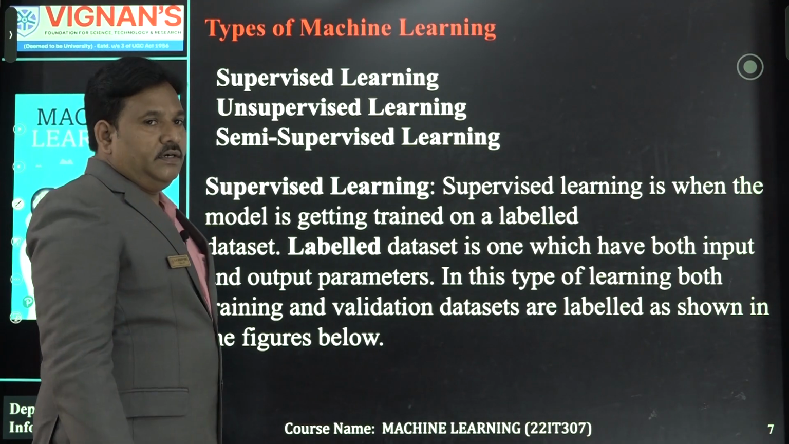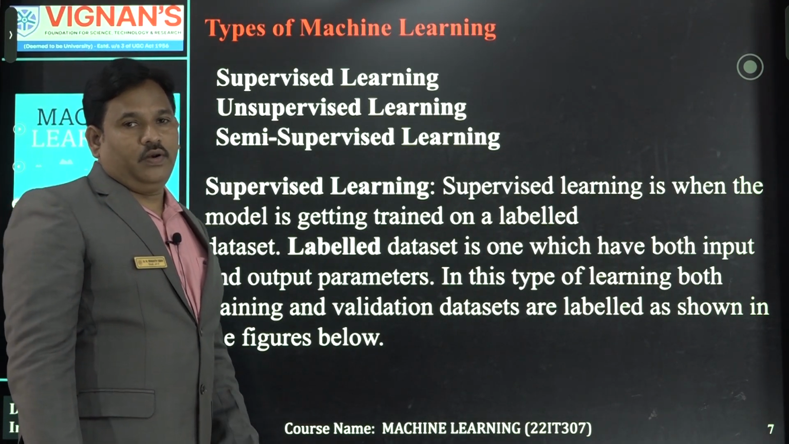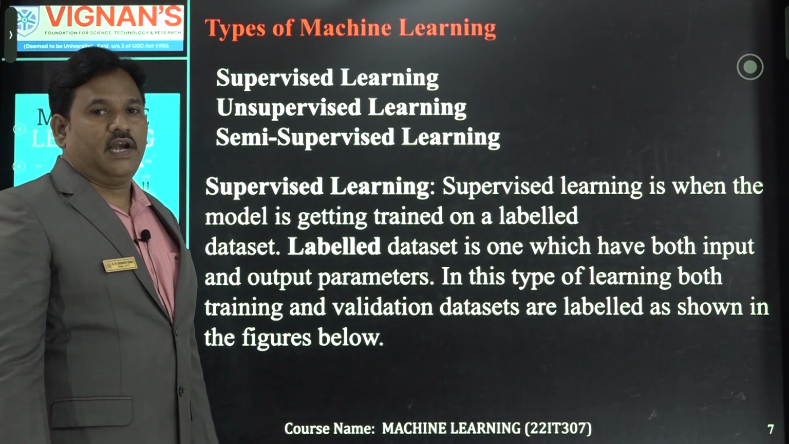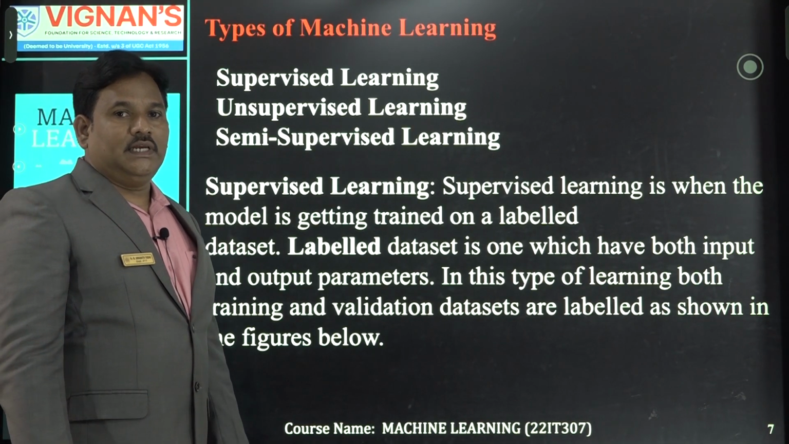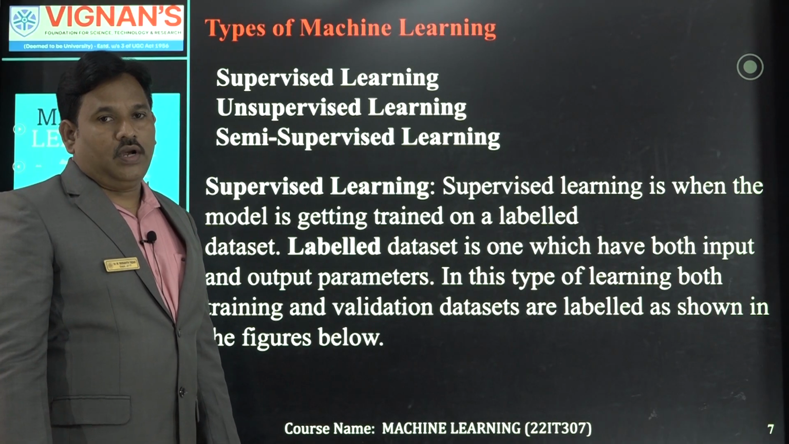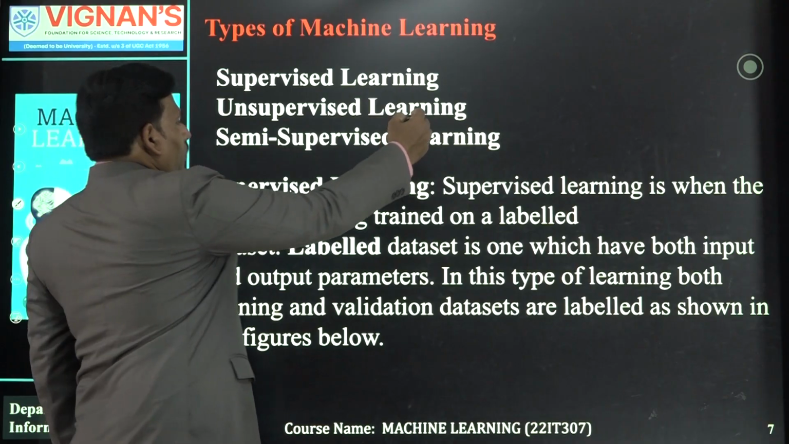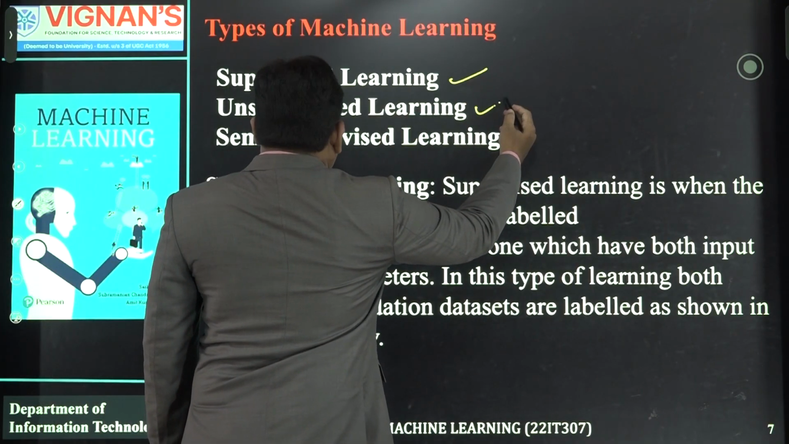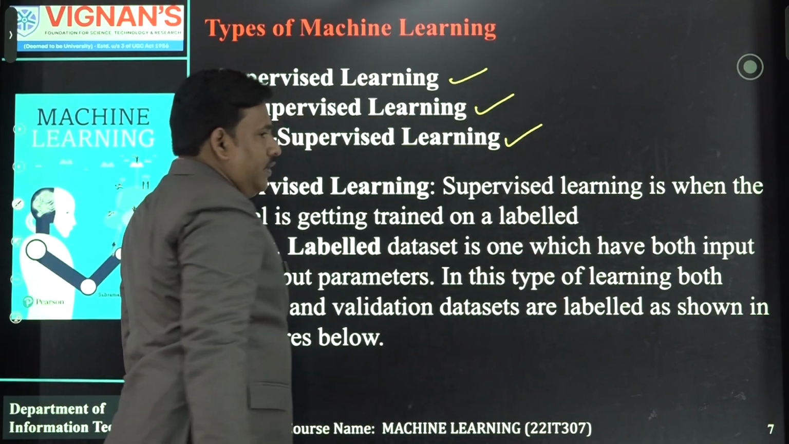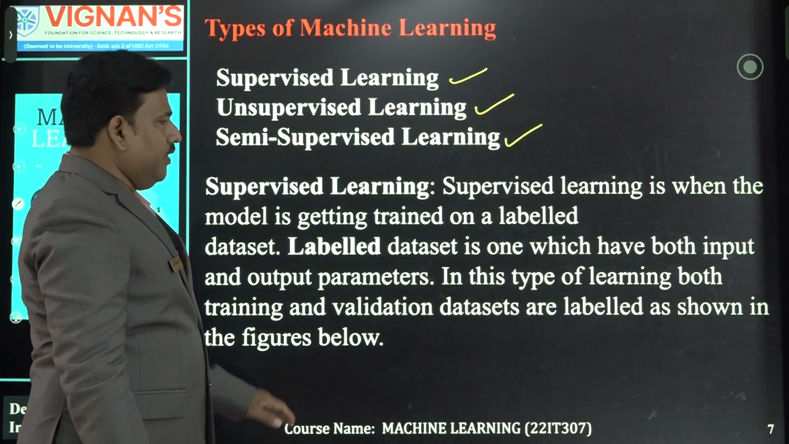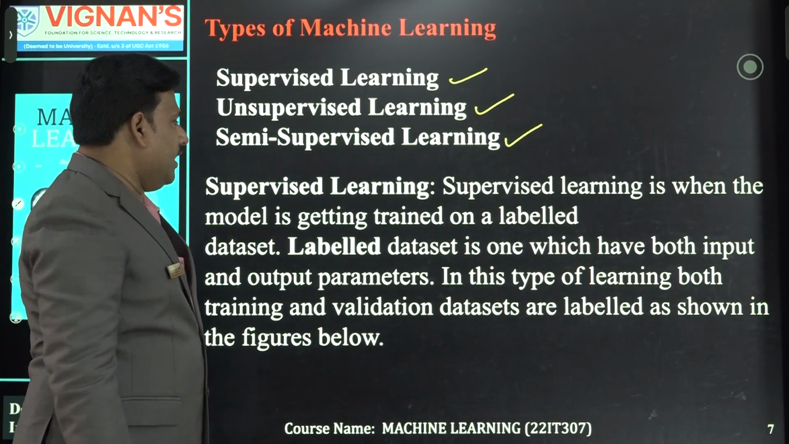Now let's move to the different types of machine learning models that we'll encounter in our daily life or in real-time applications. Machine learning models and their types have broadly been classified into 3 categories. They are supervised learning, unsupervised learning, and semi-supervised learning. Let's have a small discussion on each and every category.